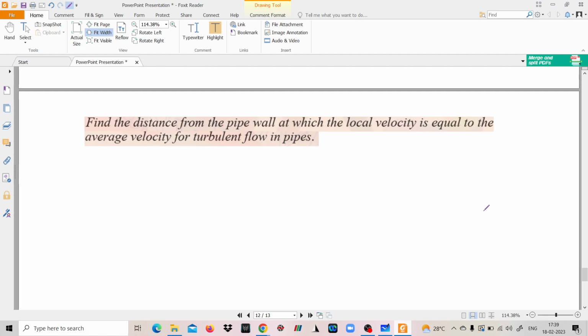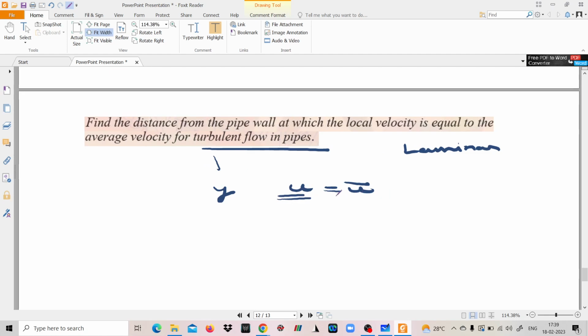You have to find the distance from the pipe wall at which the local velocity is equal to the average velocity. For a general circular pipe, you have to find the distance from the pipe wall, that is y, at which the local velocity, that is u, is equal to the average velocity. We have solved a similar numerical problem in the case of laminar flow. Now you have to do the same for turbulent flow in pipes. Please try this problem for some time and then we'll look at the solution. This is basically the last problem for today's session.